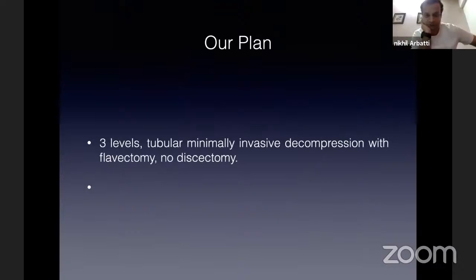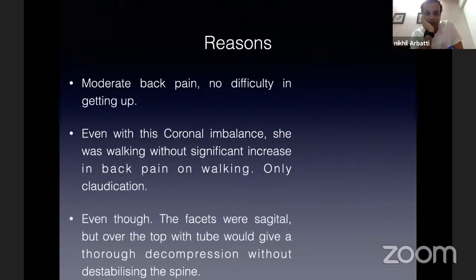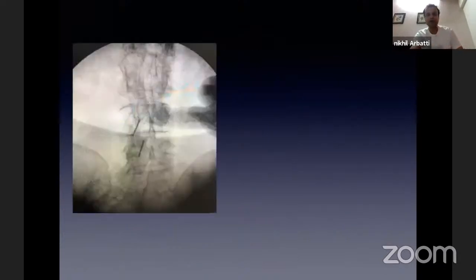Instead of an instrumented fusion, I in fact was planning to do a MIS TLIF. Then looking at the X-ray and all the pictures, I decided to do a three-level tubular decompression, no discectomy. The main reason was she had very moderate back pain, no difficulty in getting up. Even with this coronal imbalance, she was walking. The main problem was she was having claudication pain. And even though the facets were sagittal, I thought that doing over the top with the tube, I would give a proper thorough decompression without destabilizing the facets. So I did a midline skin incision with paraspinal tubes at 3-4, 4-5, and 2-3.